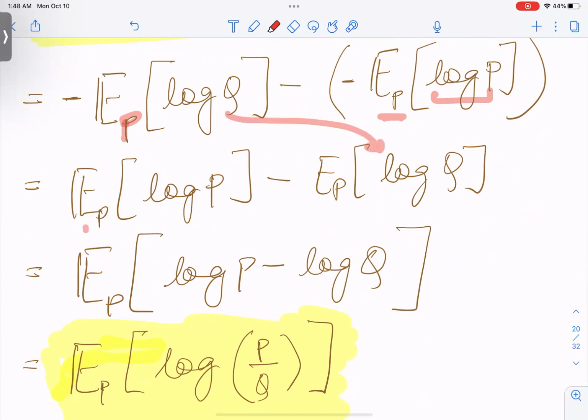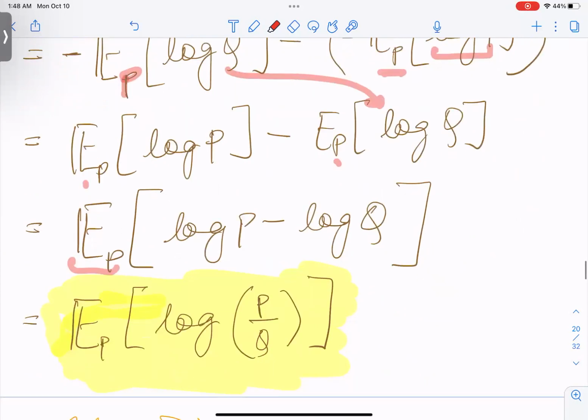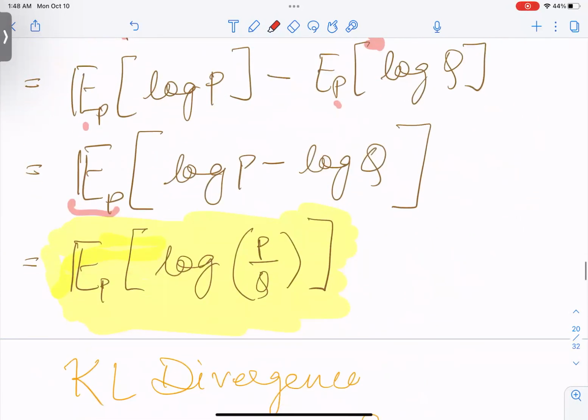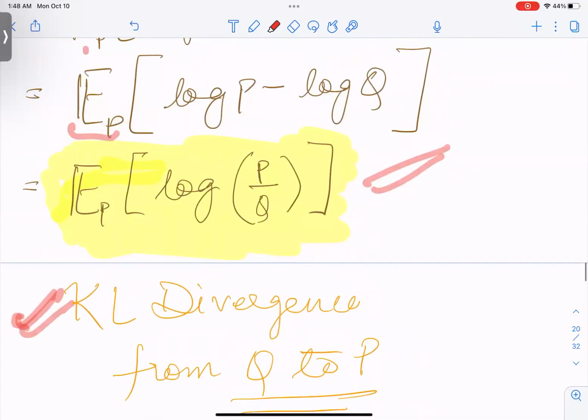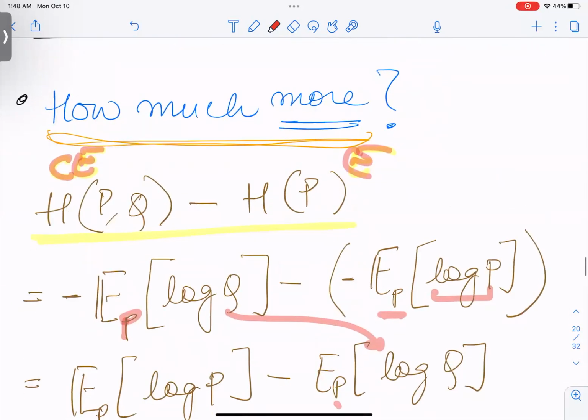this is an expectation under P, and this is also an expectation under P. Taking this common, log P minus log Q, the expectation under P of log of P by Q. This is just the log property. And this is nothing but the KL divergence that we saw earlier. This is the expression of the KL divergence. So the KL divergence can be written like this.